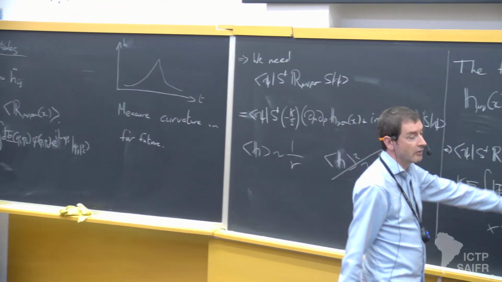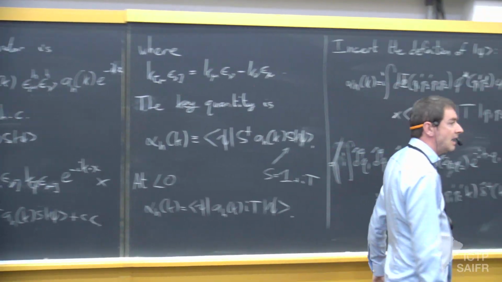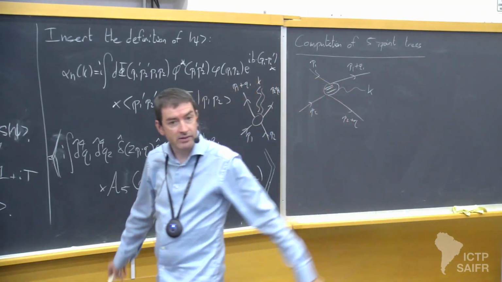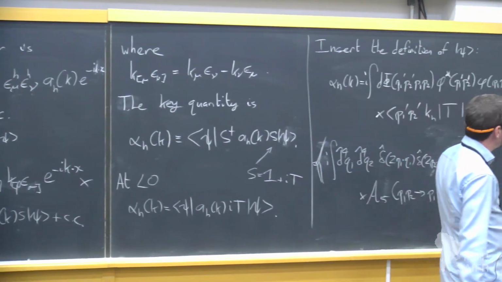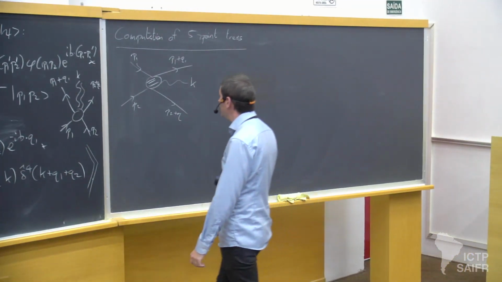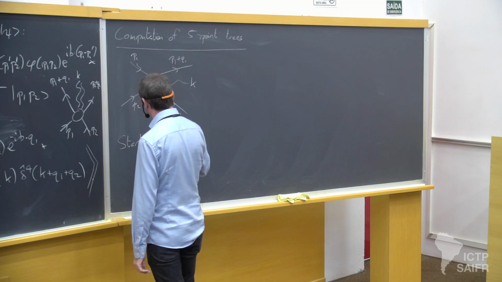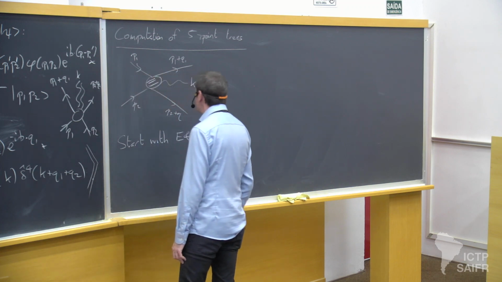Everything goes through exactly analogously. The expectation value of the F mu nu, so the amount of light generated when two charges scatter, is given by a 5-point tree in E and M. So let's go ahead and compute it. It's a nice calculation. We'll start with the E and M.